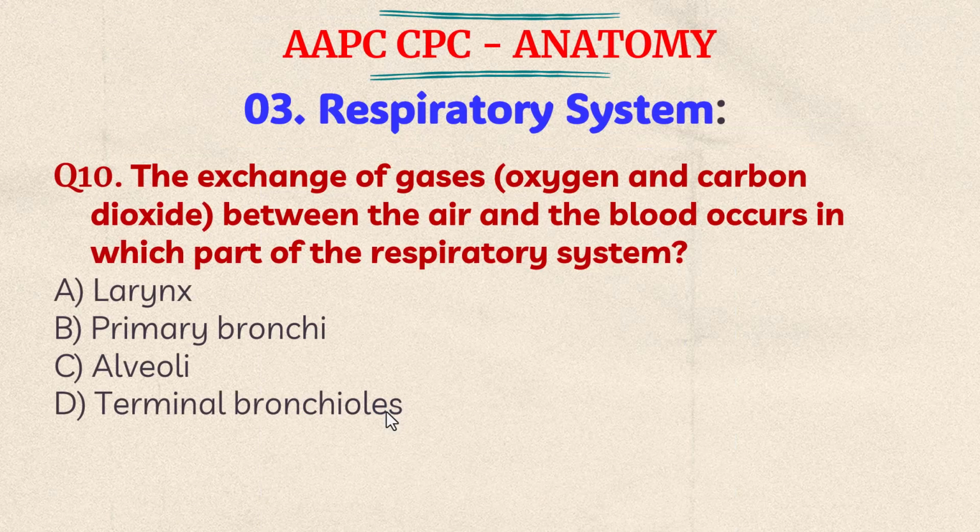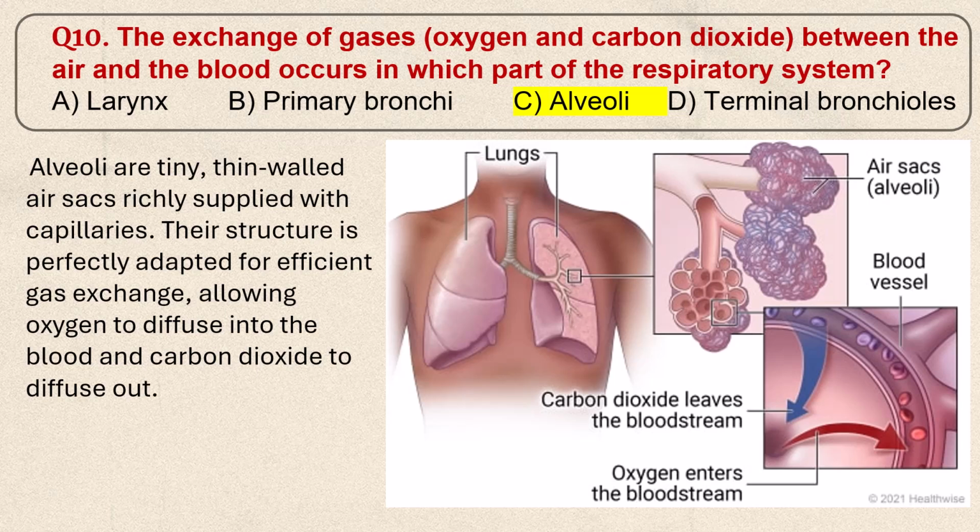Question number 10. The exchange of gases, oxygen and carbon dioxide, between the air and the blood occurs in which part of the respiratory system? A. Larynx. B. Primary bronchi. C. Alveoli. D. Terminal bronchioles. Think the answer. The correct answer is C.